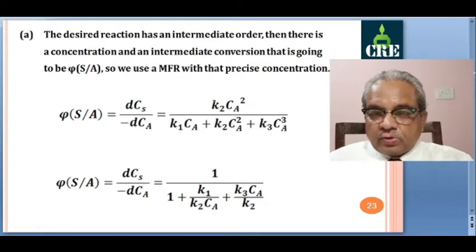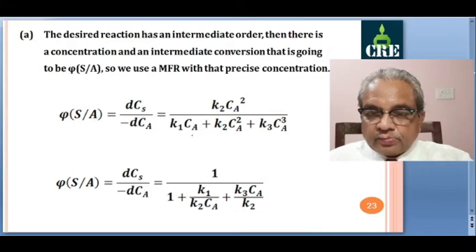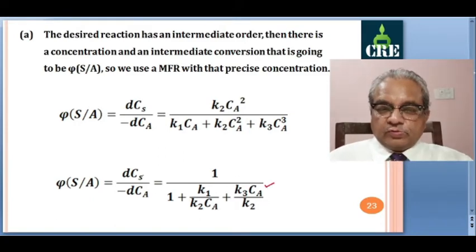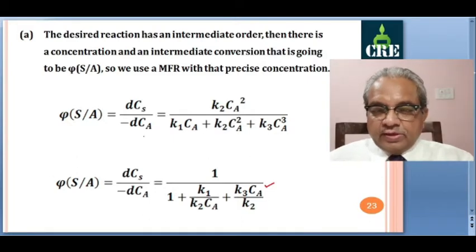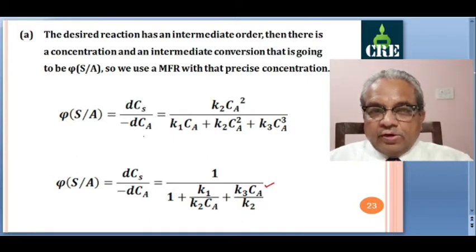If we divide by K2 Ca square throughout, the numerator is 1, since K2 Ca square divided by this term gives you 1. Then K1 by K2 Ca square in the denominator, so this Ca cancels out, you get K1 by K2 Ca plus K3 by K2, and Ca cube by Ca square, you will get Ca in the numerator here. So this is the instantaneous fractional yield.